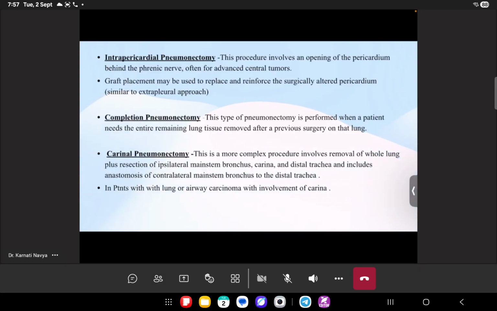And the final one is the carinal pneumonectomy. This is a more complex procedure, which involves removing the whole lung plus resection of the ipsilateral mainstem bronchus, carina, and distal trachea, and includes anastomosis of the contralateral mainstem bronchus to the distal trachea. So in patients with lung or airway carcinoma with involvement of the carina, this type of surgery is most commonly performed.